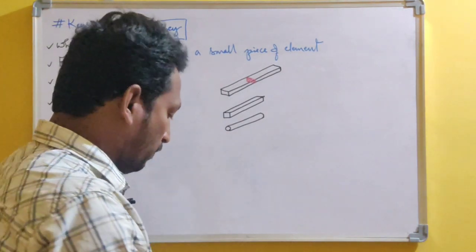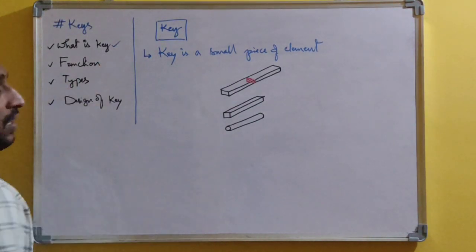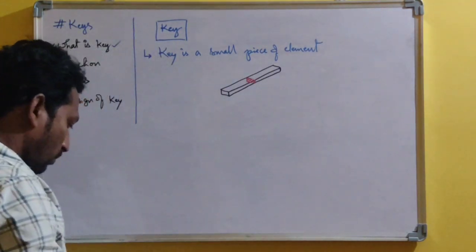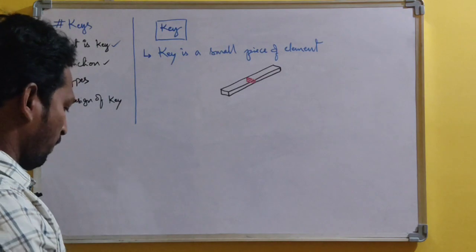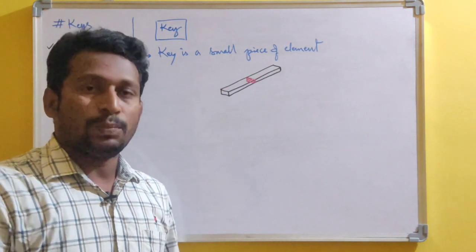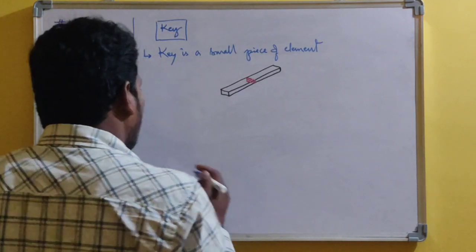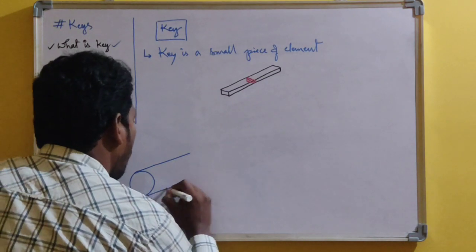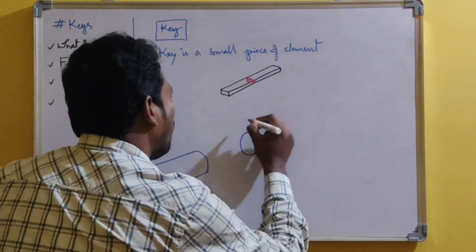Now I will show you with the help of a diagram what the main function of the key is. The main function of the key is that it enables a joint between the two shafts to transmit the power from one shaft to another shaft. So for example, here I will take one solid shaft like this, and here I will take another hollow shaft.